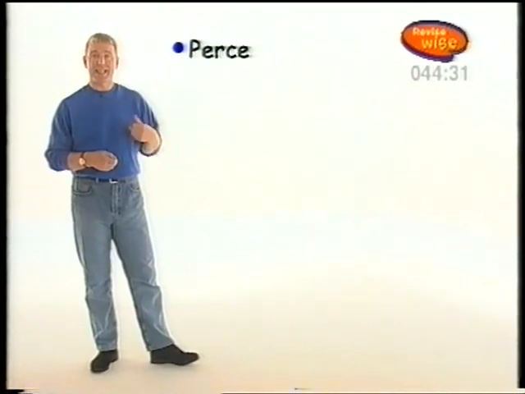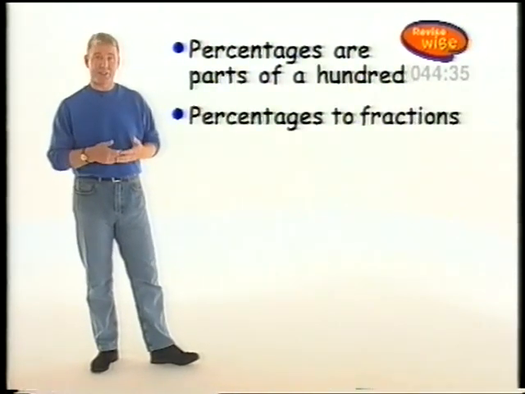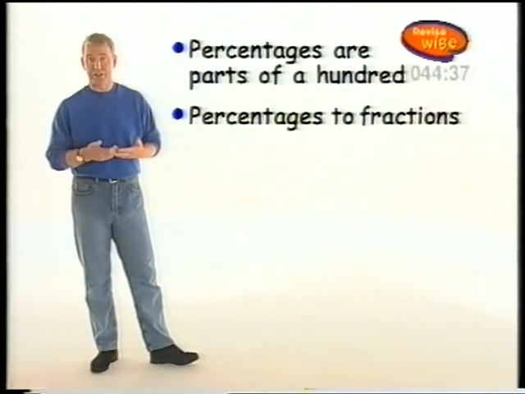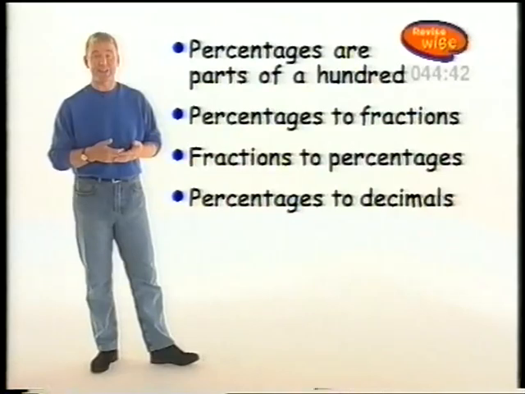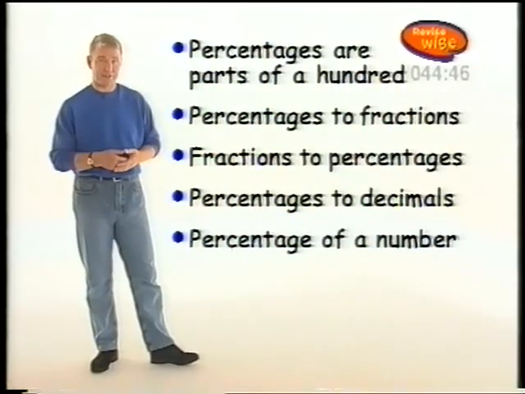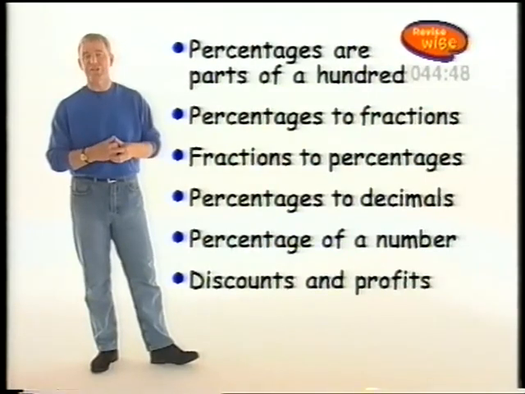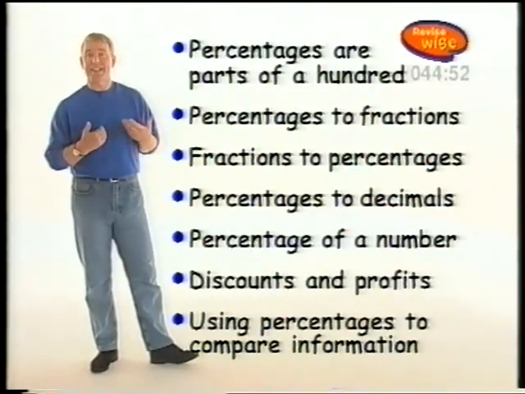That's the end of our unit on percentages. So what did we learn? We saw that percentages are parts of 100. We converted percentages to their equivalent fractions, converted fractions to percentages, and turned percentages into decimals. We looked at different ways of calculating percentages and looked at percentage discounts and profits. Finally, we used percentages to compare different sets of information.